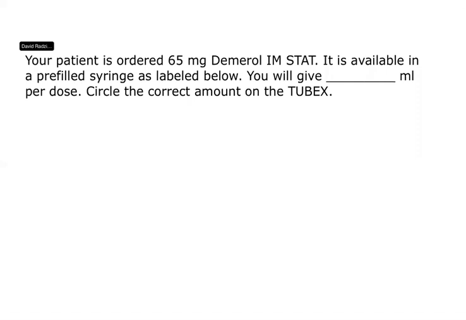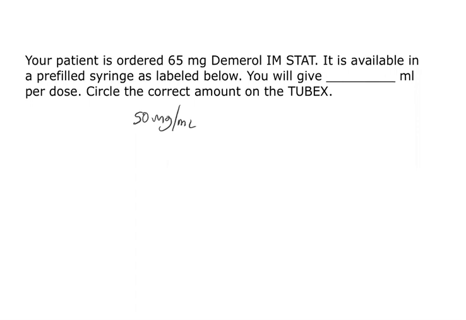Let me see if I can get out of here and see that again. All right, so I put up the patient ordered 65 milligrams Demerol. So this is question 10. It's available in the pre-filled syringe labeled below, and it says that it is 50 milligrams per milliliter. So what you have available is the 50 milligrams per milliliter. So again, I changed the number.